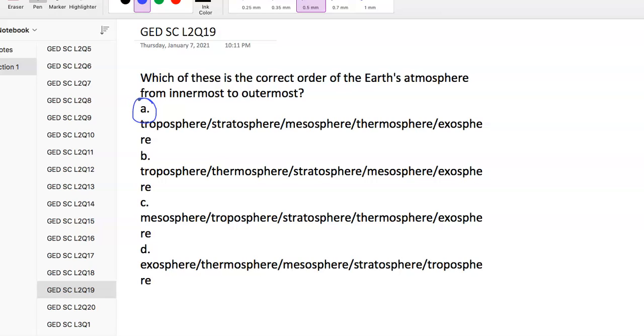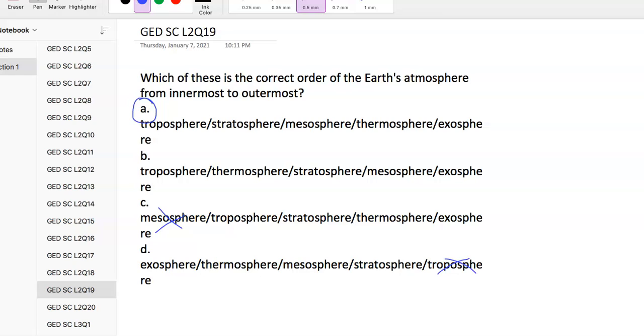So again, almost like two questions for one: we know that it ends with the exosphere, right? That's the outermost. So that at least should eliminate answer choice D. And then from there, it would also be good to know that troposphere is the closest. So if we knew that, that would at least eliminate answer choice C. And the rest of the parts you do have to memorize. It is a common question.